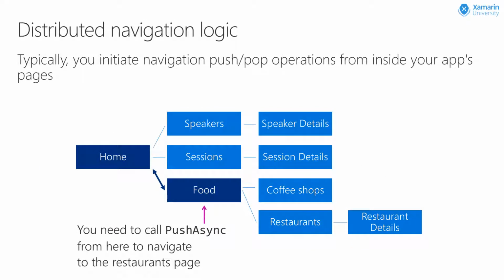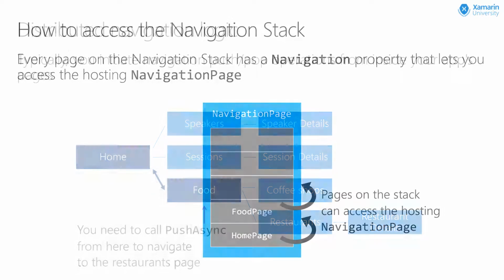Now we've talked about performing navigation by calling methods on the navigation page. But when navigating through a hierarchy of pages, we likely want to trigger navigation from within the pages themselves. So for example, the food page may present buttons to navigate to the coffee shops and the restaurant pages. And it would be convenient to be able to push a new page from the food page without needing to pass forward a reference to that original navigation page.